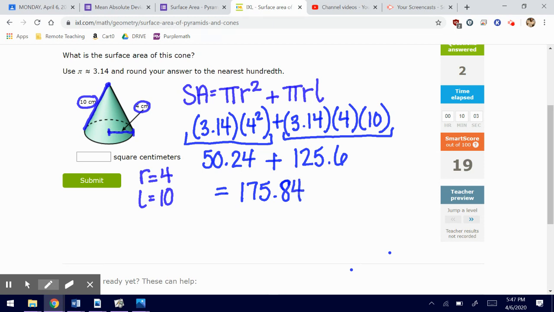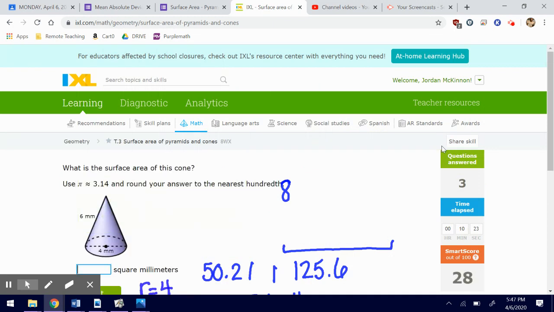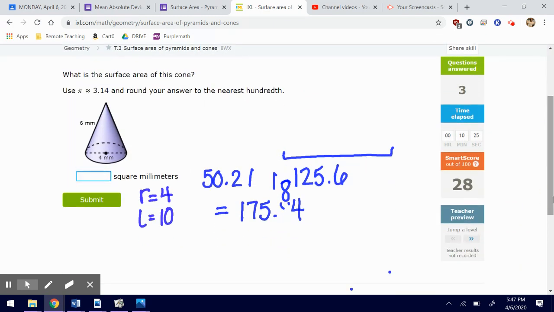Okay, so my instructions said round to the nearest hundredth. Hundredth, it's 2 decimal places. My calculator calculated just to 2 decimal places. It stopped after 2 decimal places, so I do not have to round. My answer is good like it is. So 175.84, submit.